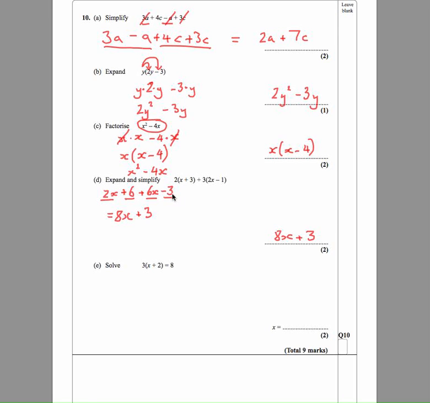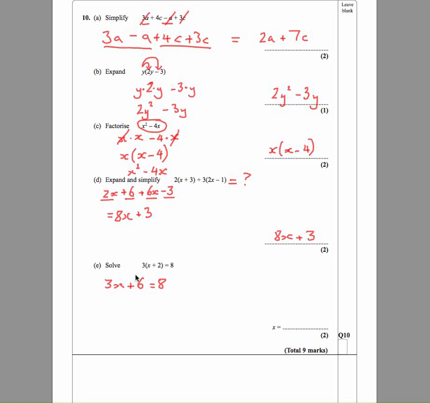And then finally solve. Now we haven't been able to solve anything thus far because they haven't been equal to anything. They've just been expressions. So this one has a value that it is equated to. So we can expand the 3x plus 2. 3 times x is 3x. 3 times 2 is 6, and this is all equal to 8.